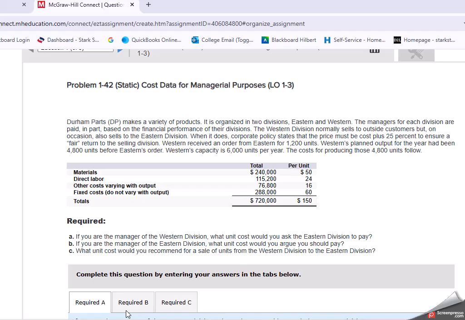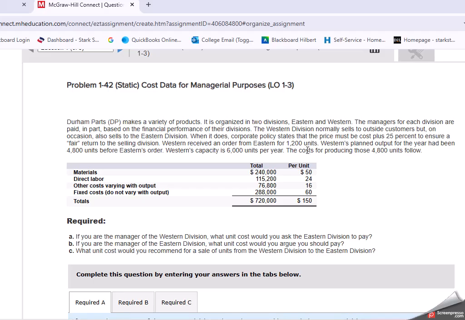When it does, the corporate policy states that the price must be cost plus 25% to ensure a fair return to that selling division. Western has received an order from Eastern for 1,200 units. Western's planned output for the year was 4,800 before that, and their capacity is 6,000 units. So they have costs below for producing the 4,800 units.